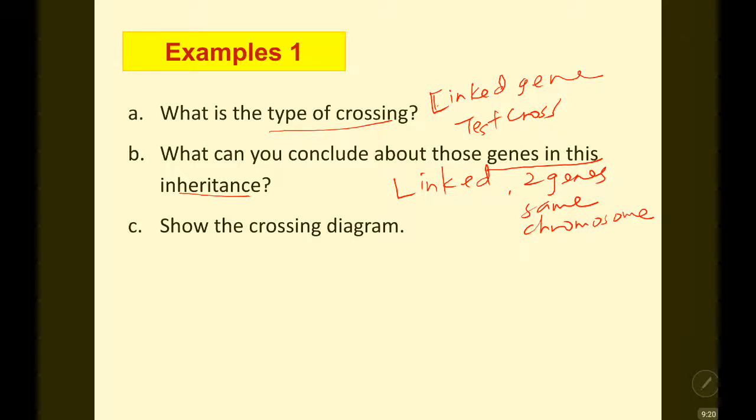So show the crossing diagram. Now I'm going to show you how we should draw the linked gene genetic diagram. It is slightly different from the dihybrid cross.